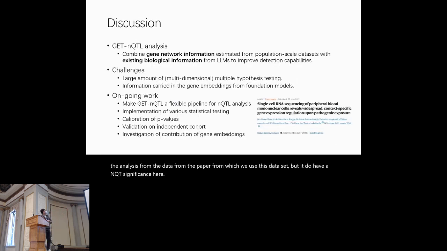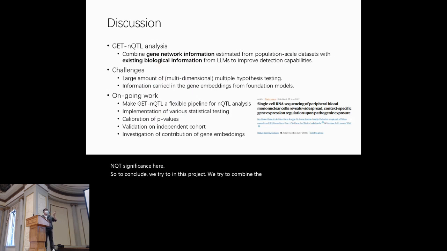So to conclude, in this project we try to combine the gene network information estimated from the specific data we have with the existing biological information from labs, to improve detection capabilities. The challenge we are facing is a large, multidimensional multiple hypothesis testing problem, and we are trying to implement various statistical tests to fit different data needs.